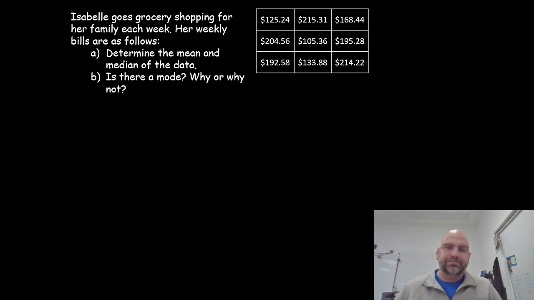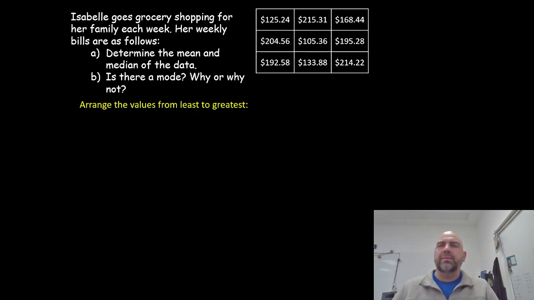this data set? So the question that we have here is that Isabel goes grocery shopping for her family each week. Her weekly bills are as follows. So you'll see that grouping of 9 data points that show all of the values of each shopping trip. Now let's find the mean and median of the data.